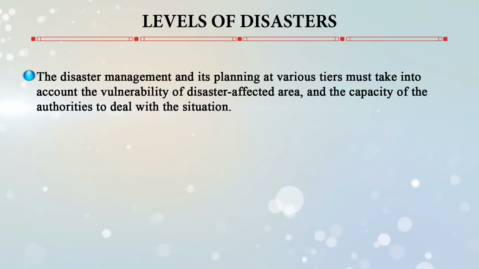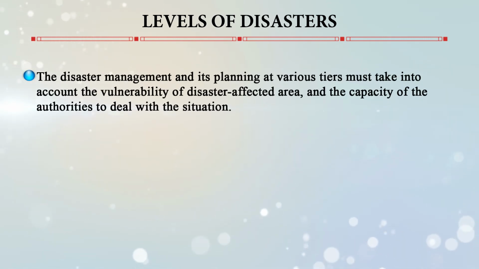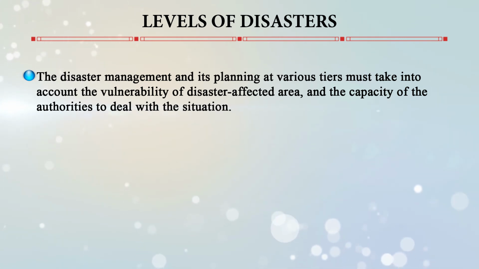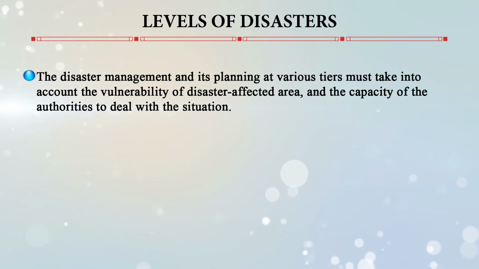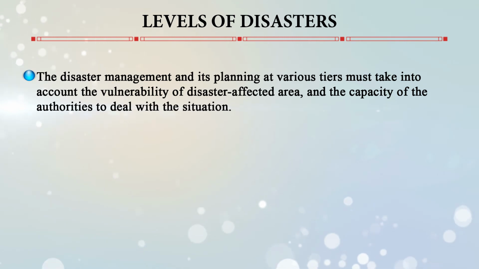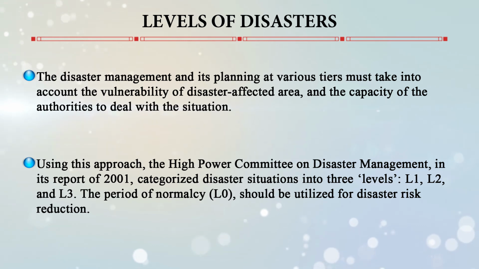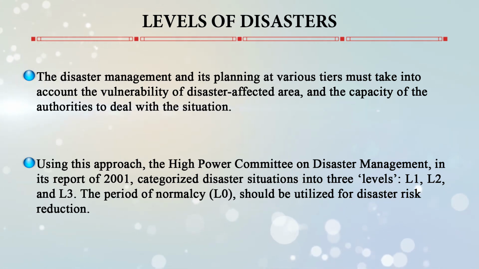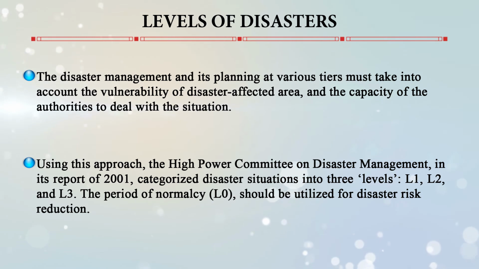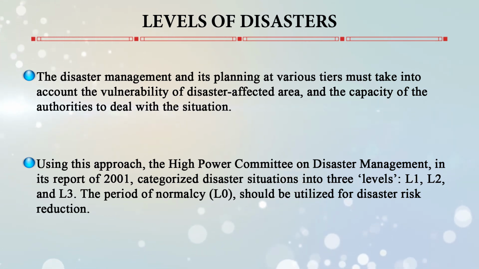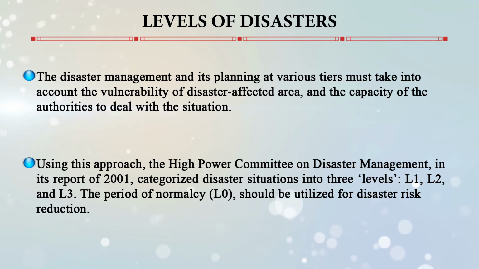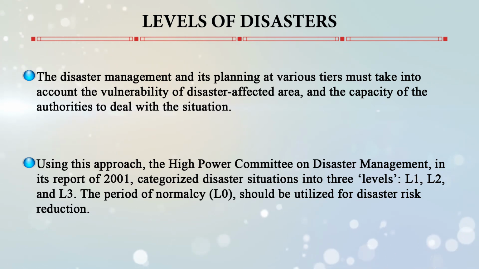We also need to know the levels of the disaster so that the authorities can deal with the situation. The disaster management and planning is done at various tiers, so it needs to take into account the vulnerability of the disaster affected area and also the levels of the disasters. The High Power Committee on Disaster Management in its report of 2001 categorized the disaster situation into 3 levels, that is level 1, level 2 and level 3, and level 0 is that which is normal, a period of normalcy, which should be utilized for disaster risk reduction.